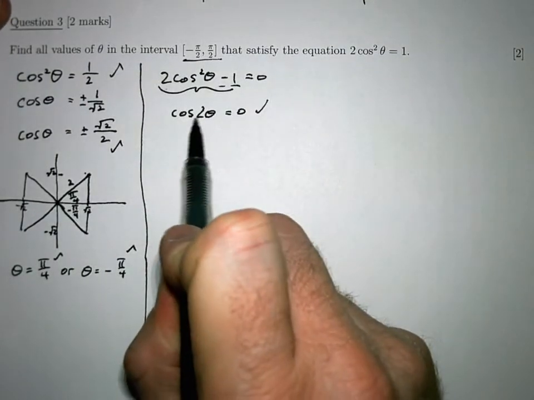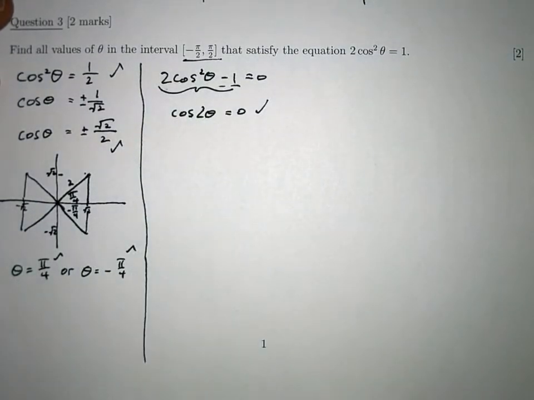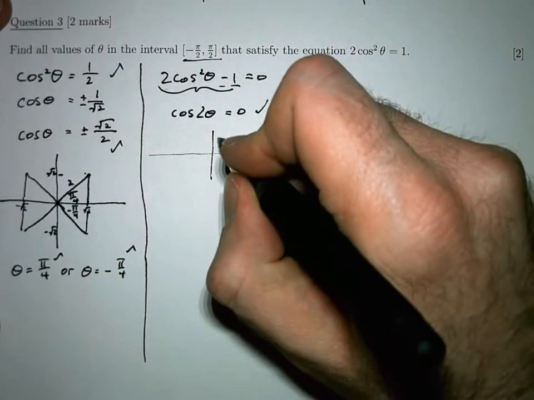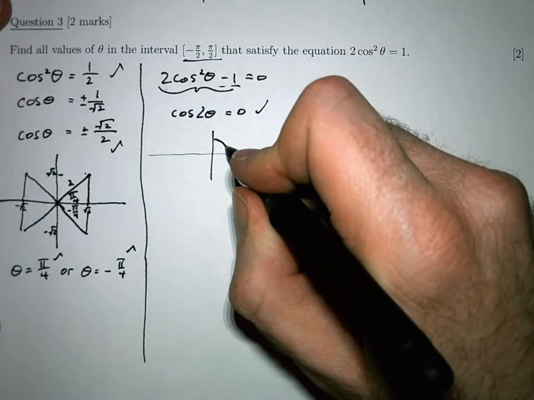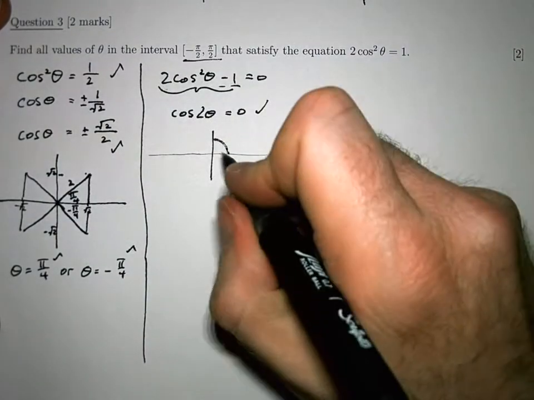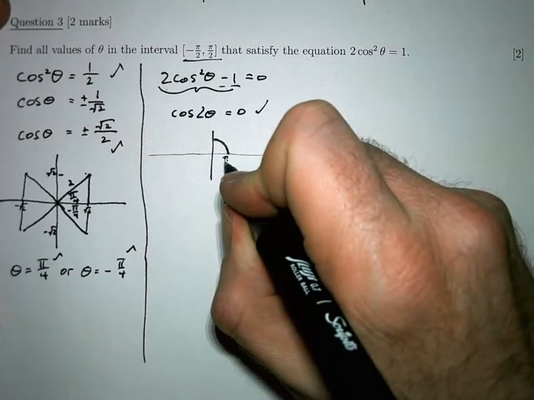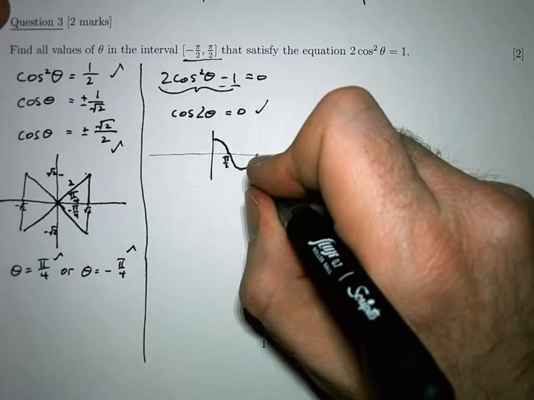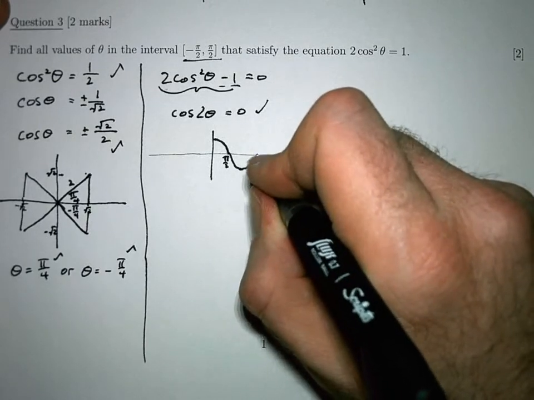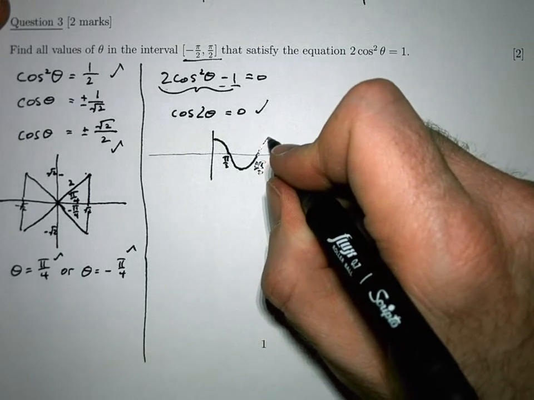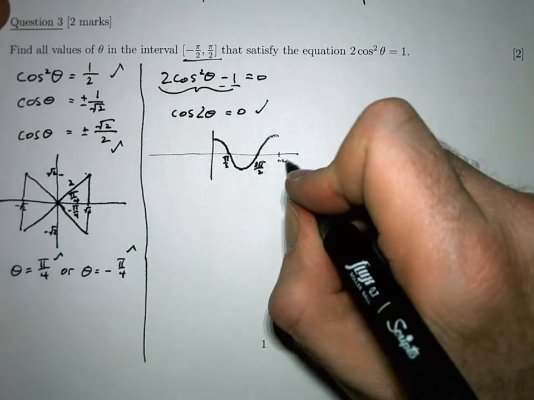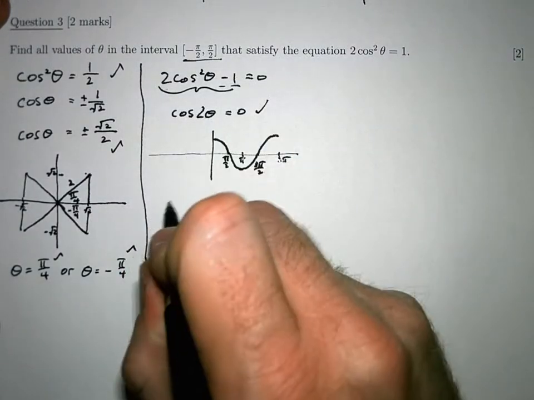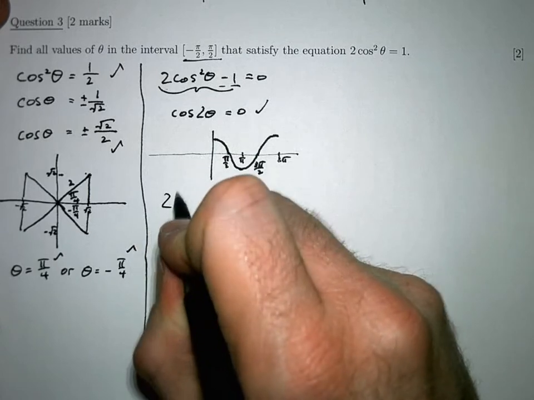Because this means, if you have a look at your cos graph, it starts at 1, and it drops down to 0 at pi over 2, and it comes down to minus 1 at pi, and it's back to 0 at 3 pi over 2, and it's back up to 1 at 2 pi. So cos of 2 theta is equal to 0.